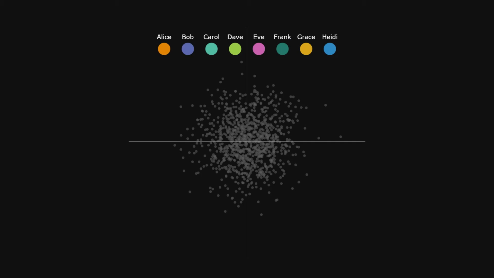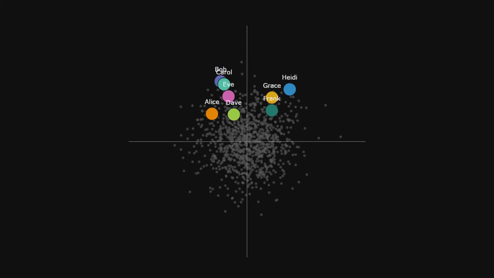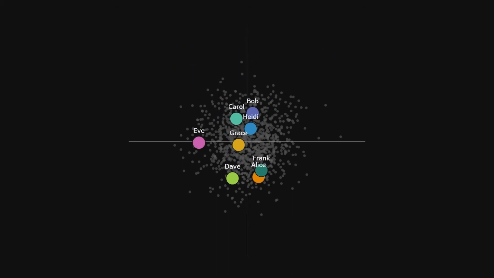Now let's look at the fake town of Faketon. Faketon has 1,000 voters, and we can plot where each of these voters lies in the ideological space. You can think of this point as where their ideal candidate would be. There are 8 candidates vying to be the next mayor of Faketon: Alice, Bob, Carol, Dave, Eve, Frank, Grace, and Heidi. And each of these candidates has their own position within the ideological space.